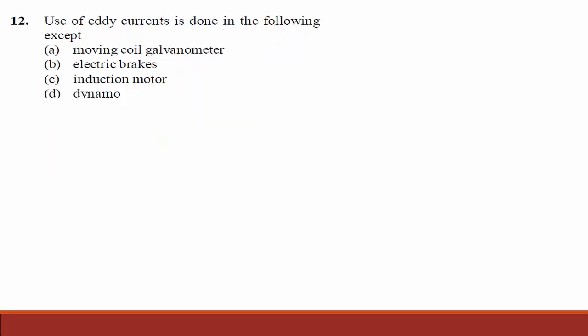Use of eddy currents is done in the following except. We studied about eddy currents in electromagnetic induction. Eddy current is the current produced in the body of a conductor due to electromagnetic induction. Because of the changing magnetic field, induced EMF takes place so that current is produced. That current circulates in a bulk conductor, so we call it eddy currents. Eddy currents are all because of EMI, that is electromagnetic induction.